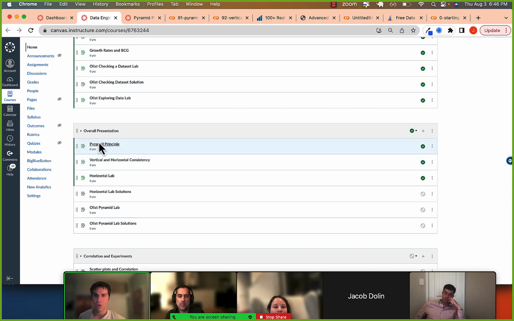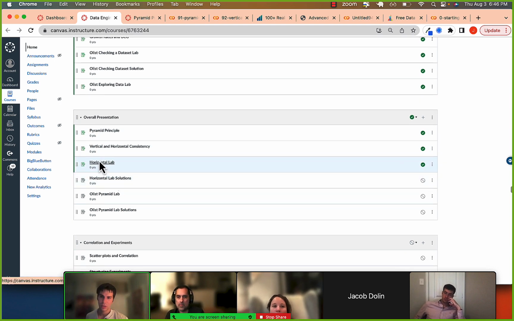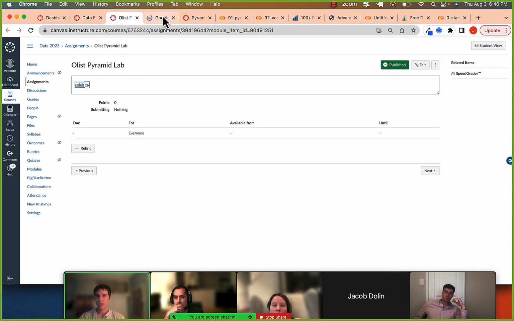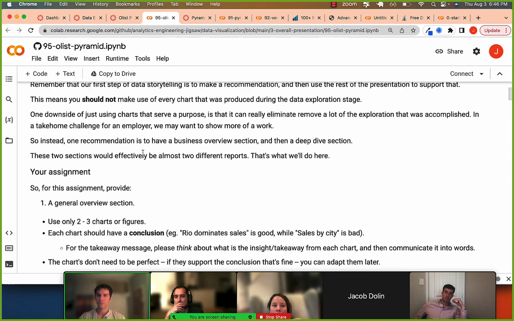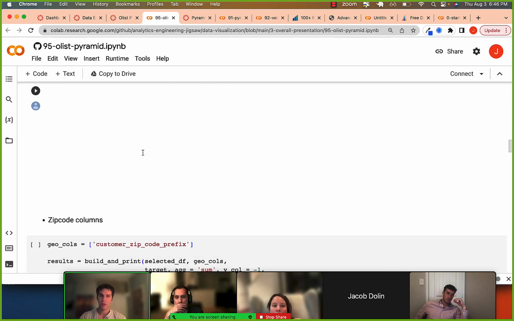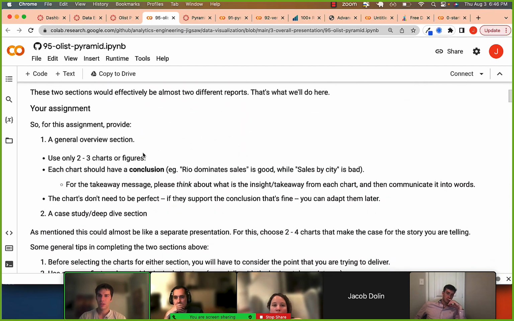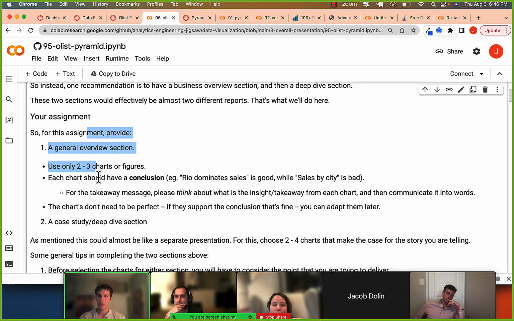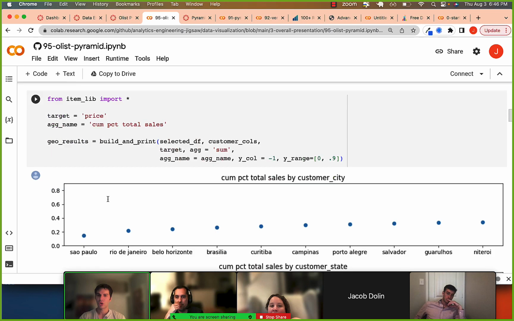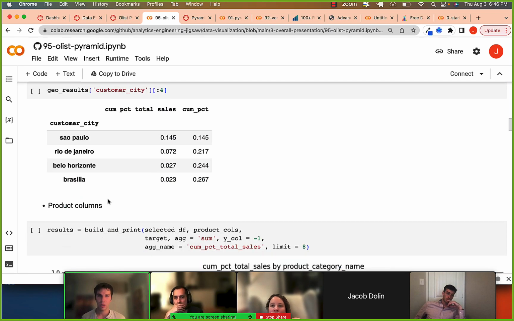All right, so these are readings. This is then like a lab. And this is using the Olist exploration charts to then come up with, right, a structure in such a way that you're making an argument. And it tells you what to do. It tells you, hey, these are the sections we want. And basically use the charts to make a case.